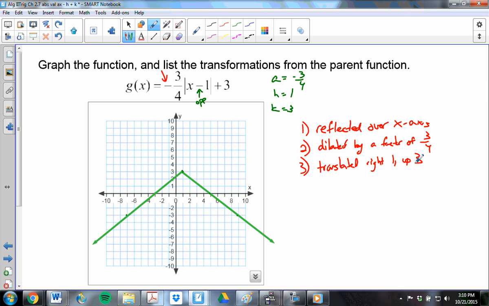For the record, the domain of all these graphs is going to be from negative infinity to infinity. You can just say all real numbers. The range of this graph is going from 3 and below. I should list that the other way around, from least to greatest: negative infinity, 3.